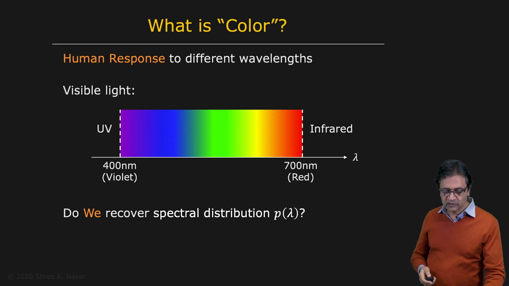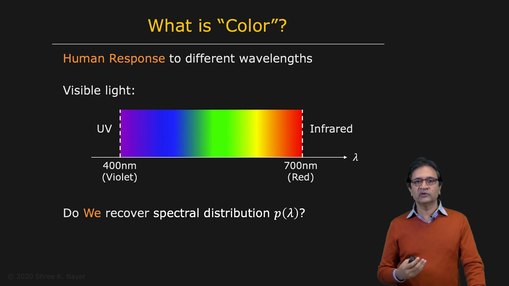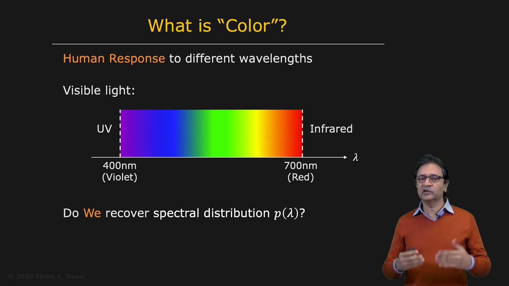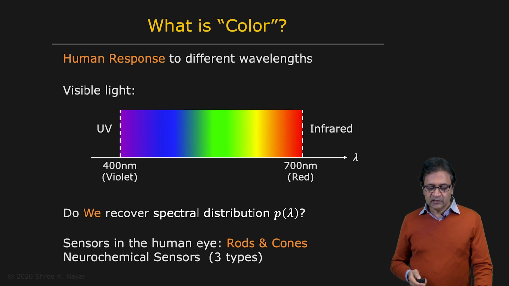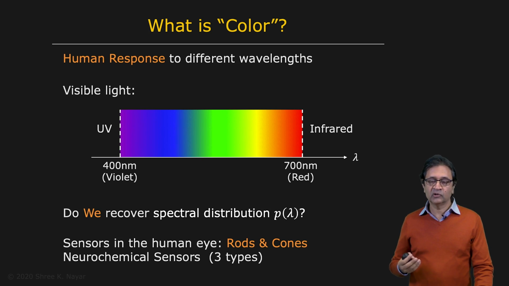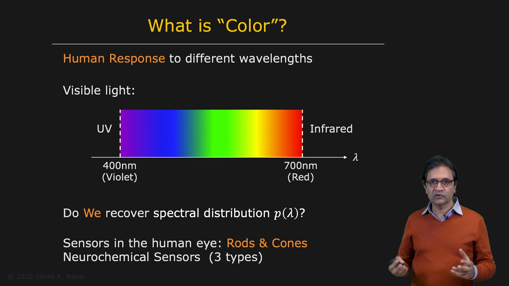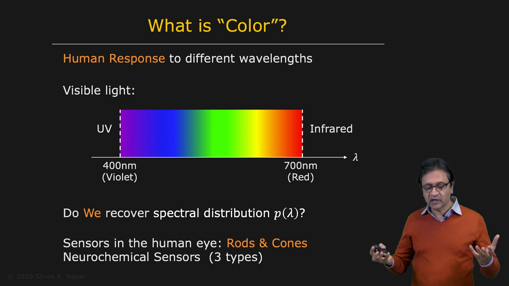So that's the visible light spectrum. And so now the question is, do we humans actually recover the spectral distribution P of lambda within the visible light spectrum for any given point? Well, it turns out the human eye, the sensor of the human eye, which is the retina, has two types of pixels, rods and cones. And the rods are not really sensitive to the color of light. They're just looking for the brightness of the incoming light. The cones are sensitive to color, and there are essentially three types of cones. These are neurochemical sensors that respond to three types of color, so to speak.